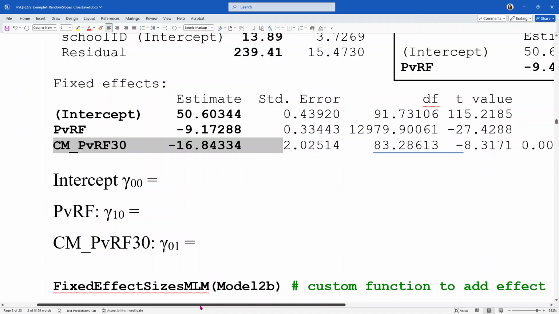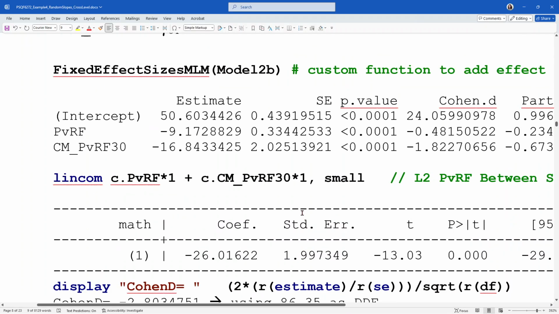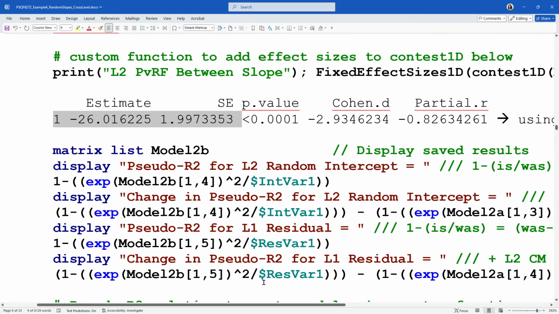Add them up. So within plus contextual is between. So if you want to get to the full impact of school composition, it would be like minus 25 or something. It would be here: minus 26 and some change.